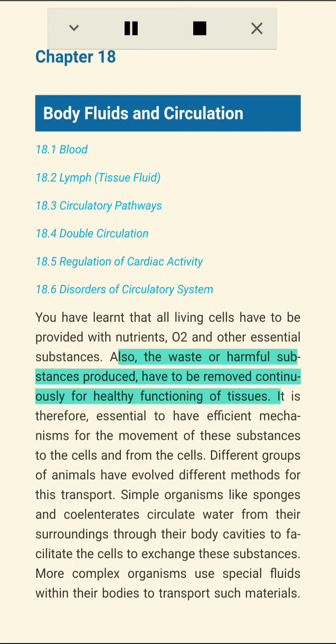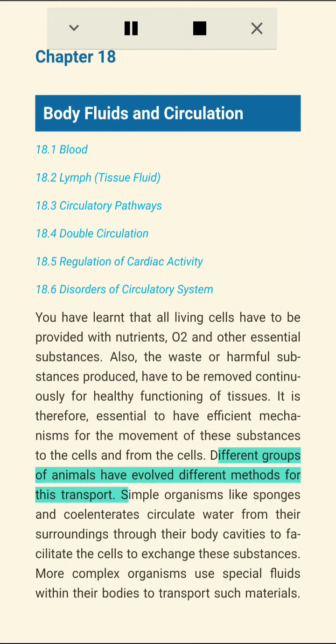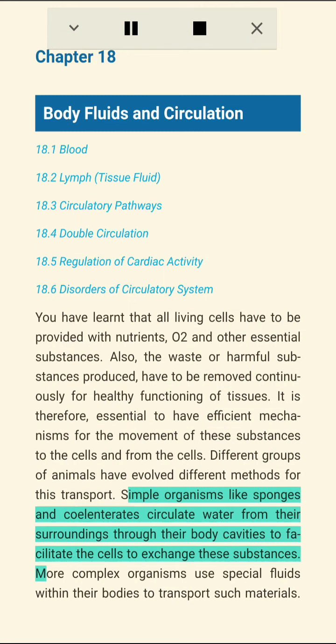You have learned that all living cells have to be provided with nutrients, O2 and other essential substances. Also, the waste or harmful substances produced have to be removed continuously for healthy functioning of tissues. It is therefore essential to have efficient mechanisms for the movement of these substances to the cells and from the cells. Different groups of animals have evolved different methods for this transport.